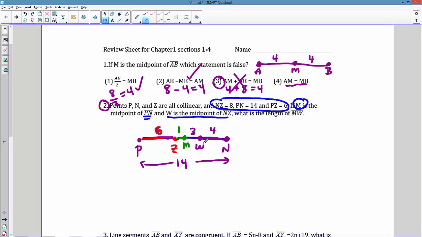and I need to label this, of course, as W. Okay, so finally they want to know what is the length of MW. So this is easy. Once you've broken it up each time we did it, it's just staring you in the face, it's equal to 3.